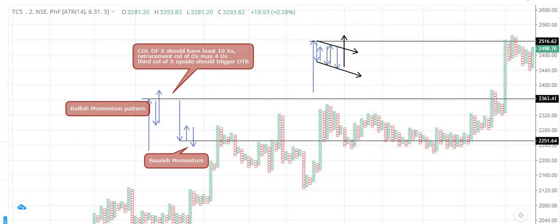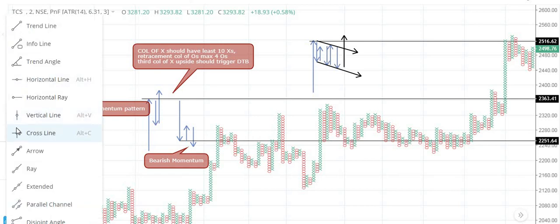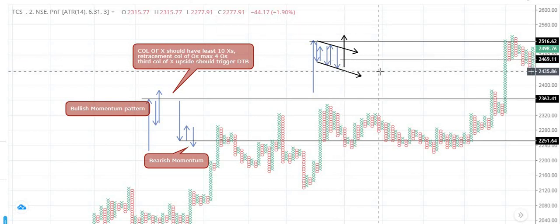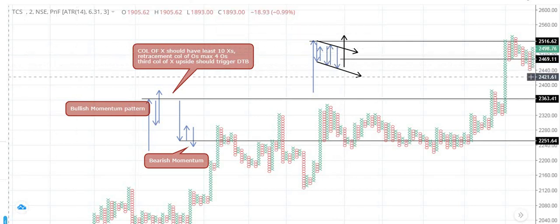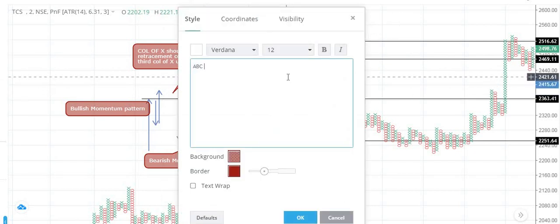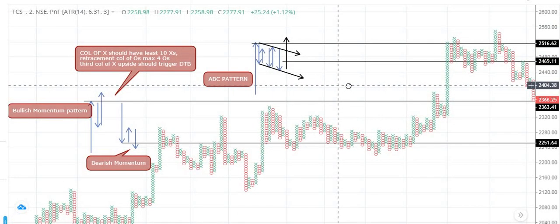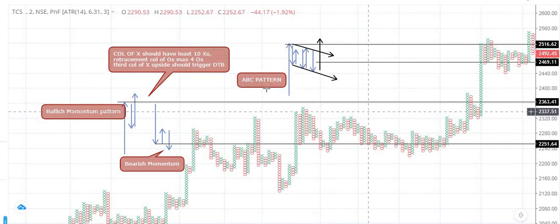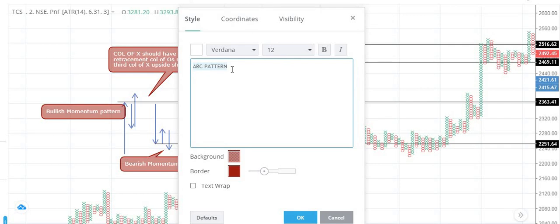This pattern is confirmed, but the entry is somewhat here, that I'll tell you how, right? So this pattern is known as ABC pattern, right? The opposite to this, bearish ABC. This is bullish.